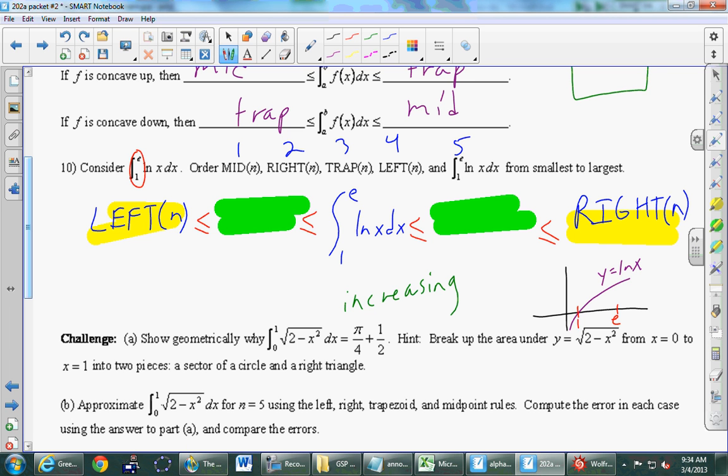Okay, so far so good. The other aspect of the curve that we need to know about is concavity. This curve is concave down. Okay, so for concave down, which one is always too small? Is it trap or mid? Okay, so we'll put trapezoid over here. It's too small. And that must mean that the mid is too big. Any questions on that?